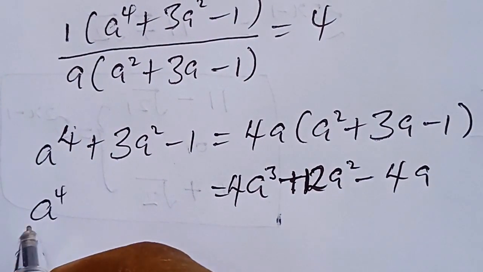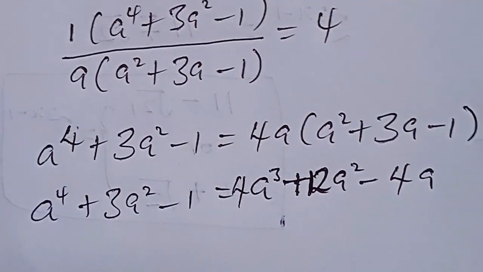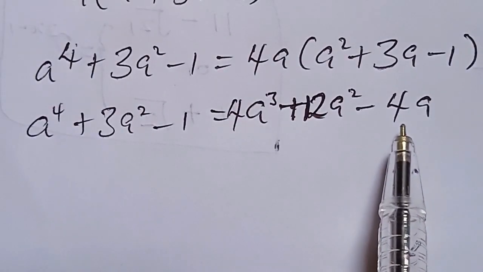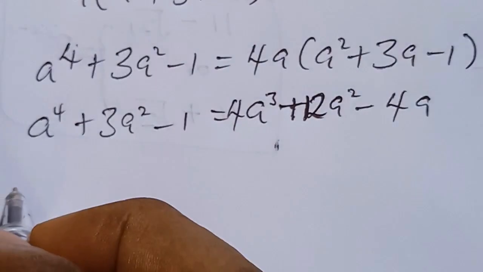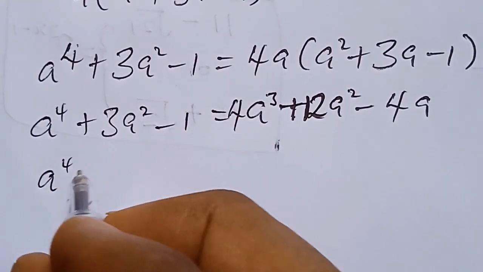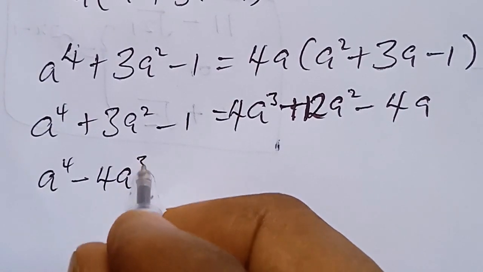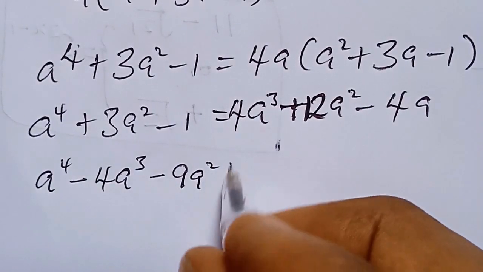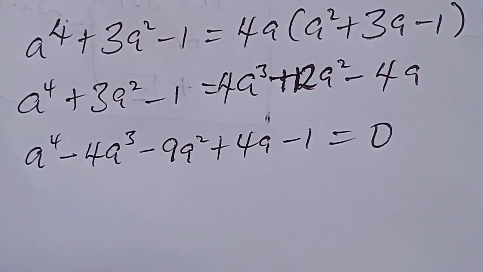So at this side we have a to the power of 4 plus 3a to the power of 2 minus 1. So what we do now is to equate the right hand side to be equal to 0. By moving the whole of this to the left hand side, we are going to have a to the power of 4 minus 4a to the power of 3 minus 9a to the power of 2 plus 4a minus 1 equal to 0.